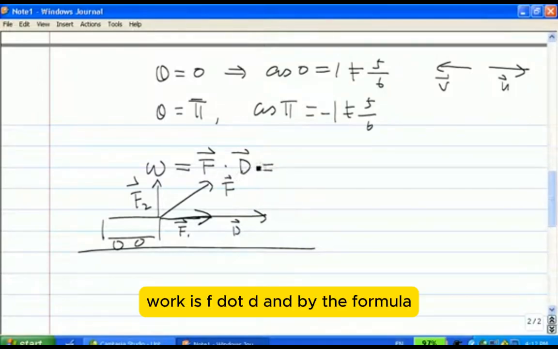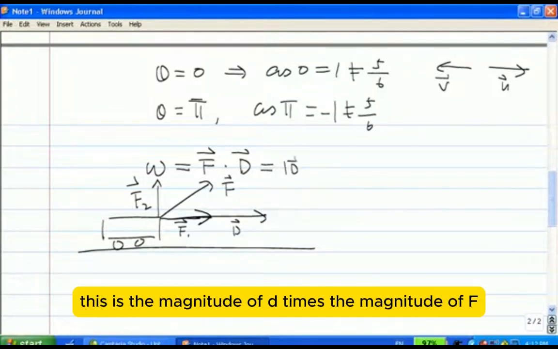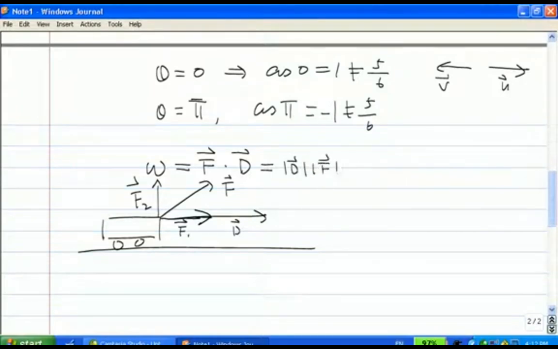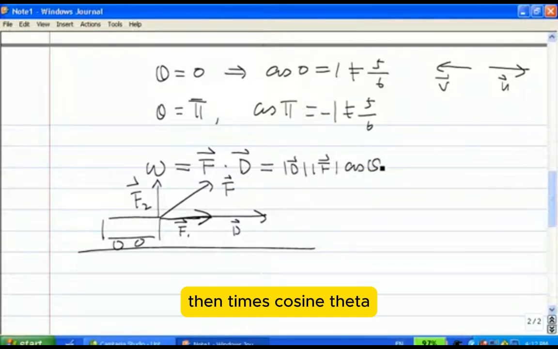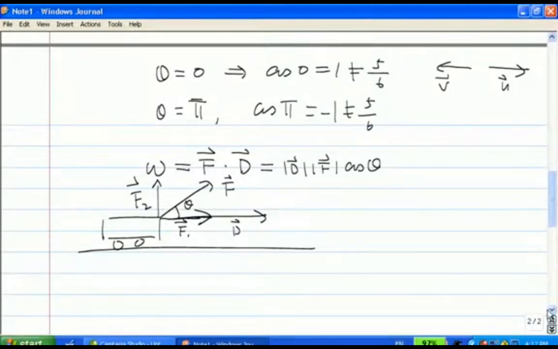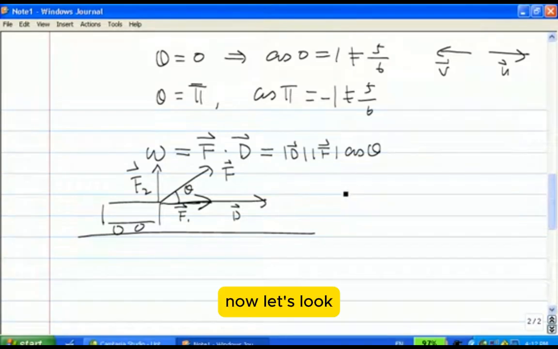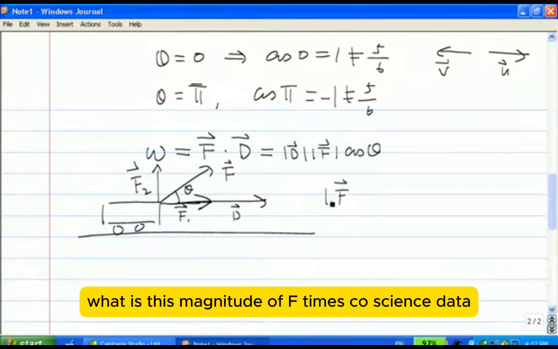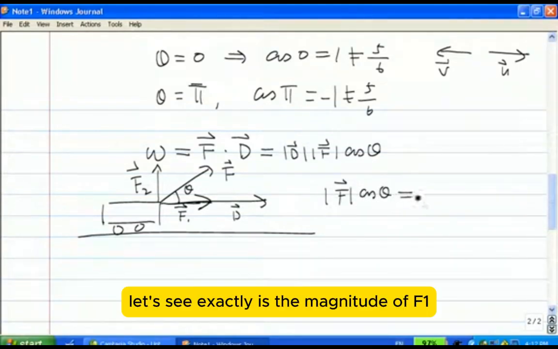work is F dot D, and by the formula, this is the magnitude of D times the magnitude of F, then times cosine theta. Theta is the angle between F and displacement D. Now let's look, what is this? Magnitude of F times cosine theta. That's exactly the magnitude of F1.